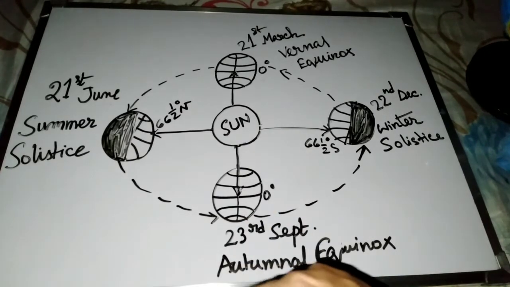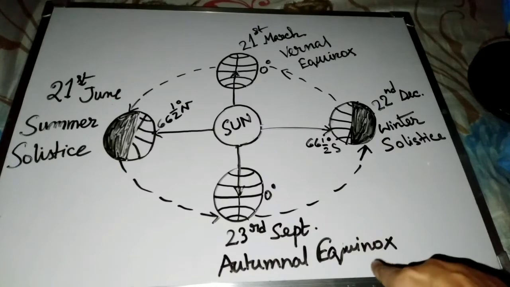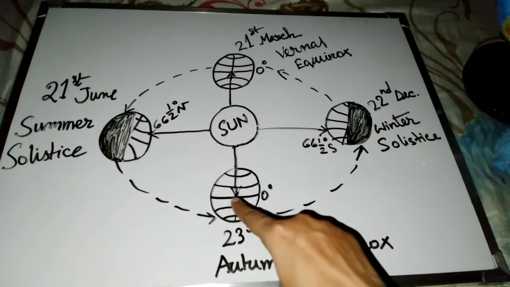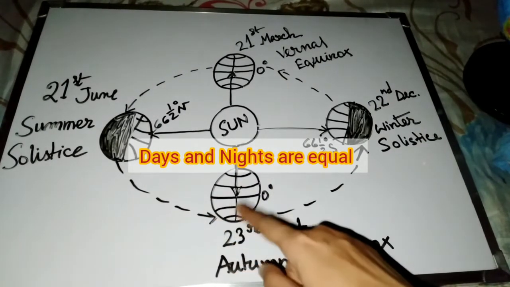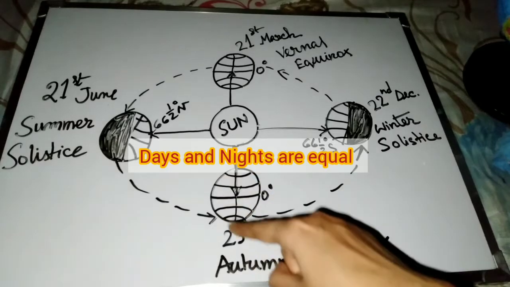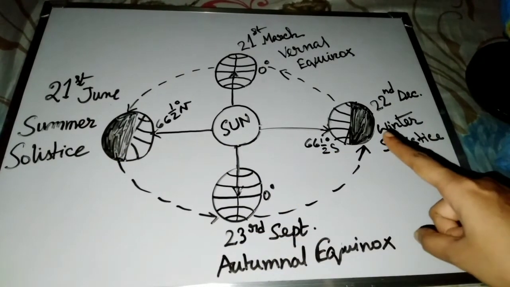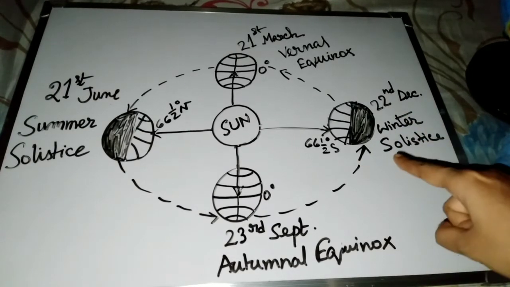Again it revolves around the sun and comes to 23rd September, and it makes the autumnal equinox, because the sunlight, you can see, is coming over the equator, so the day and the night are equal all over the earth, because the North Pole and the South Pole are at equal distance. Again it revolves around the sun and comes to the position on 22nd December. It is the winter solstice.